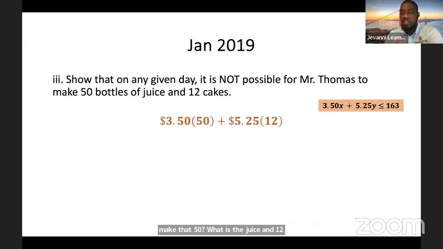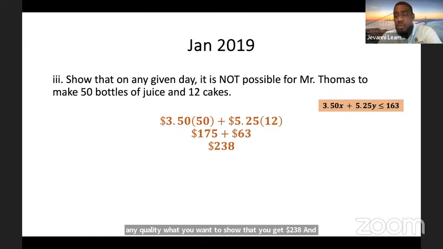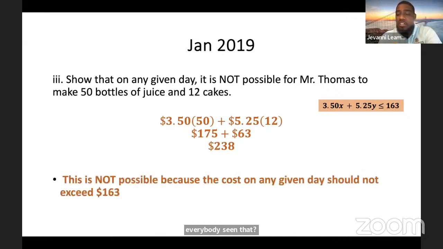All right, so everybody's on the right track so far. You'd have used that 50 for the X and the Y as 12 and substituted those values in, not necessarily into the inequality, but you want to show that you get $238. And obviously that is way greater than $163. So again, is this possible? No, it is not. Is everybody seeing that? It is not possible because on a given day, the cost exceeds 163. And that's another word to use, by the way.